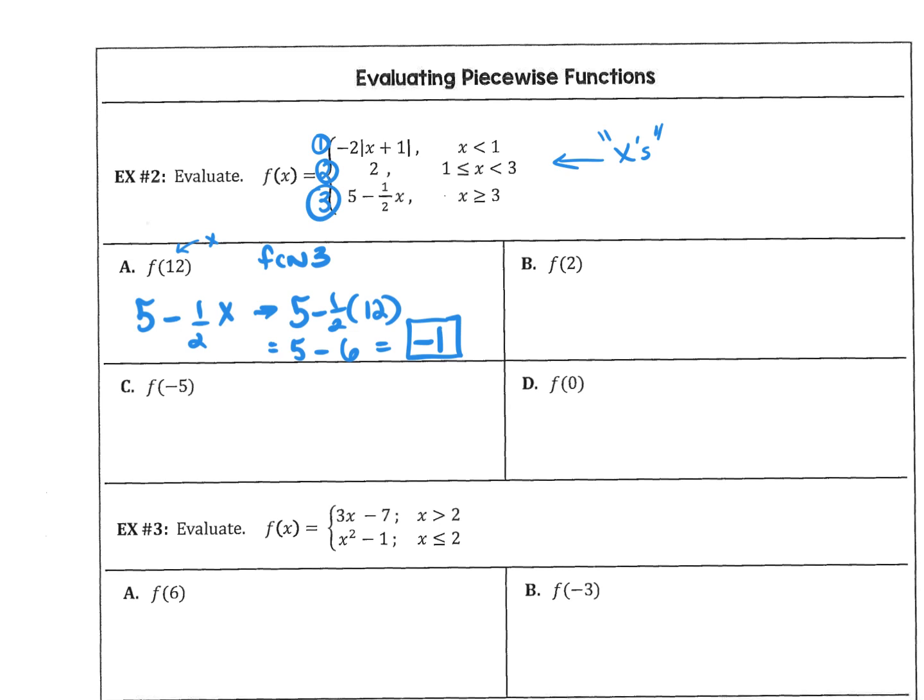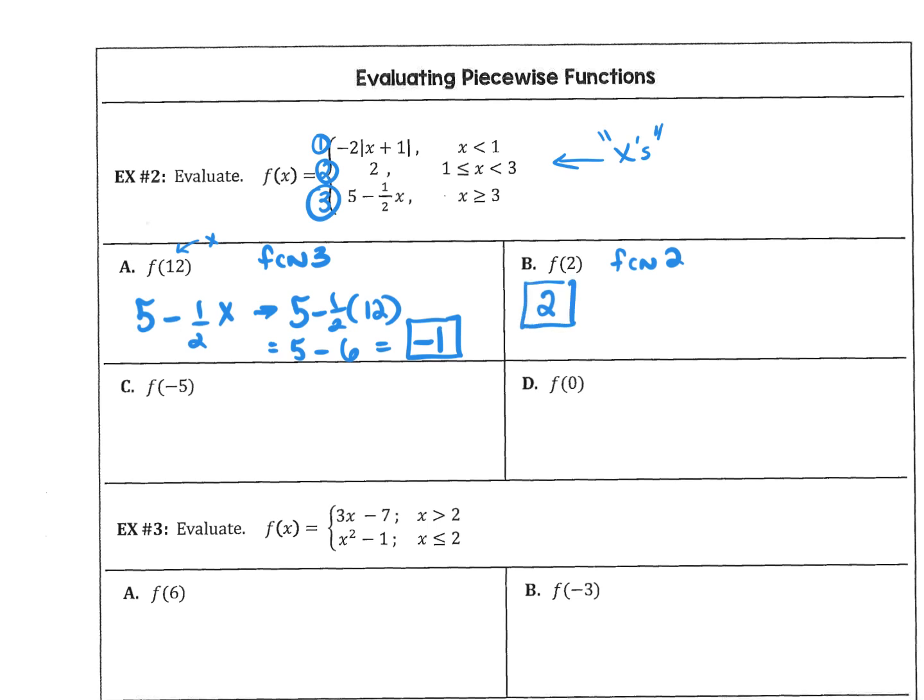Which function are we using? Function 1, function 2, or function 3? Function 2. All right, so we are using function 2 because 2 lies between 1 and 3. So we are going to have to plug into 2. Can I plug 2 into 2? Could I plug 3 into 2? No, it's just going to be 2, isn't it? Because it's a constant function. So guess what the answer is? 2. Easiest problem on here.